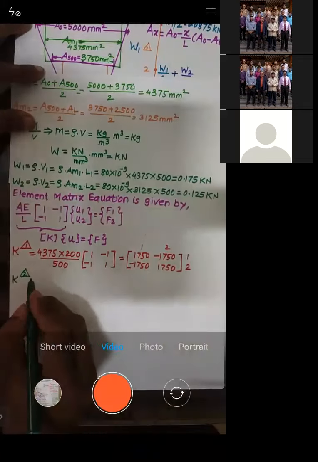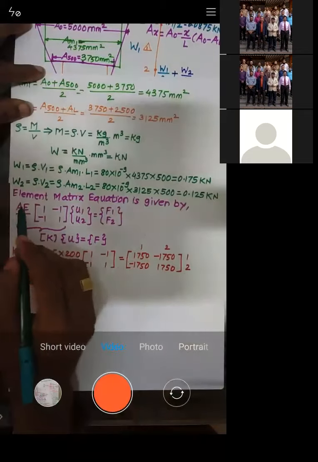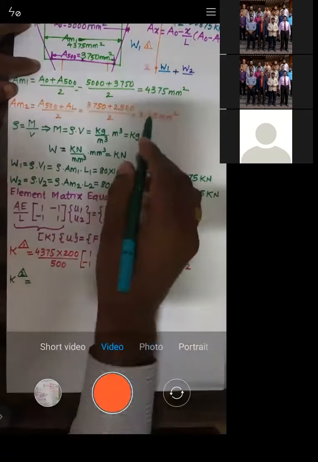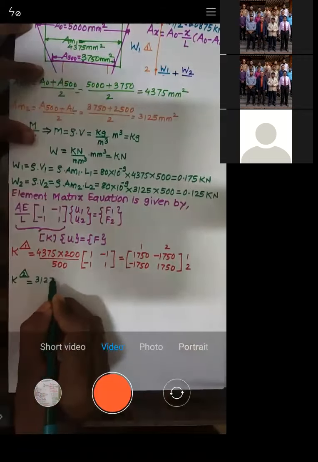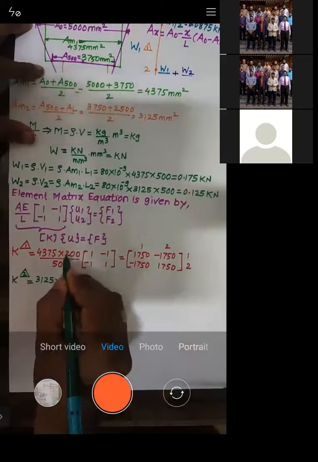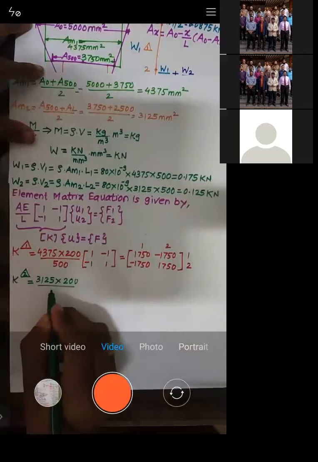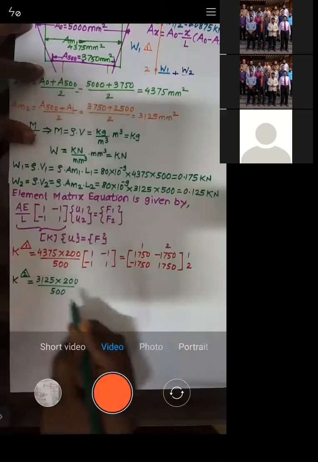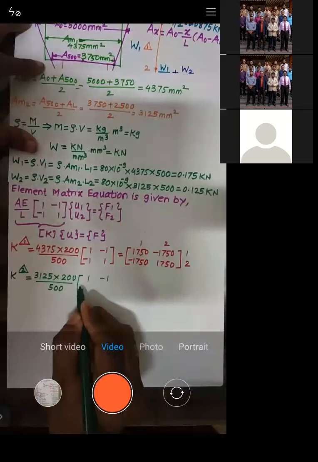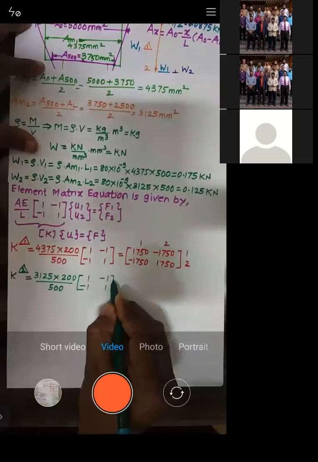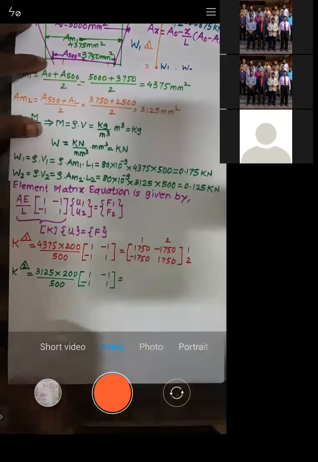Stiffness matrix for element number 2 is given by the area of element number 2, which is 3125. Area into E, E is the same for the entire problem, that is 200, AE by length L. L is 500, right? Into 1 minus 1 minus 1 1. So just do this calculation.